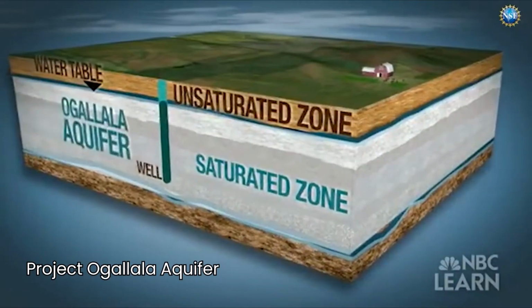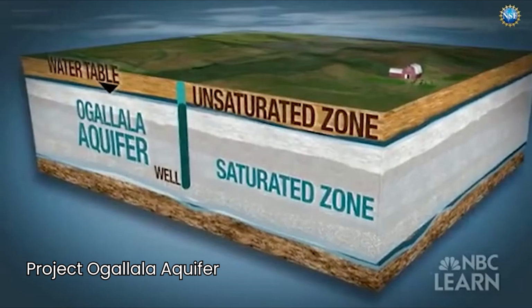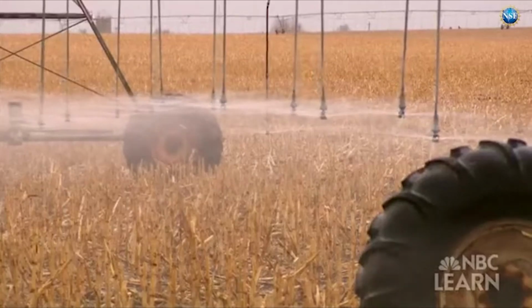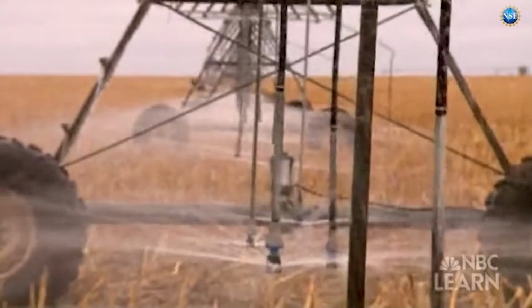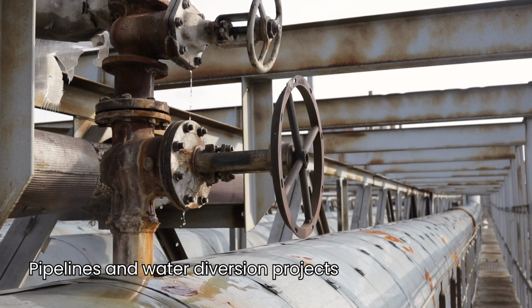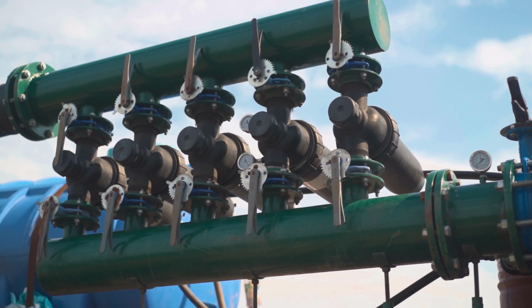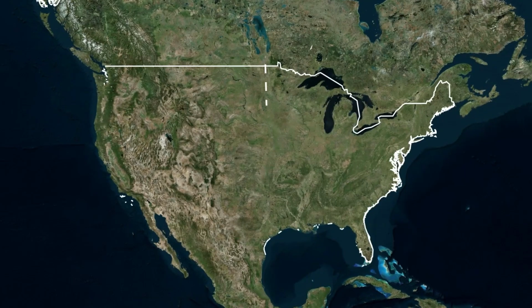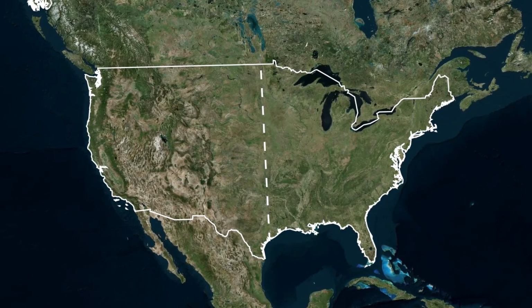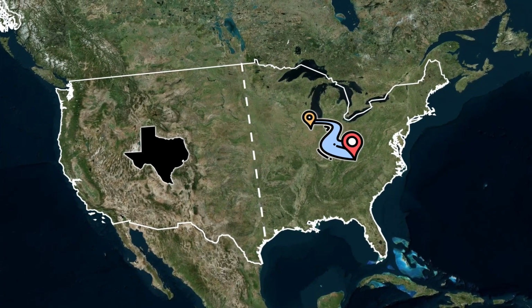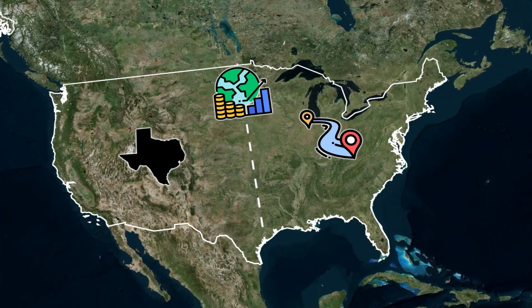Projects like the Ogallala Aquifer, one of the largest underground water reserves in the world, became essential to keeping Western farms alive. Over time, an extensive network of pipelines and water diversion projects was constructed to sustain cities and agriculture, but at enormous cost. Though invisible on a map, the 100th meridian shaped the placement of cities, the routes of transportation, and the very economy of the nation.